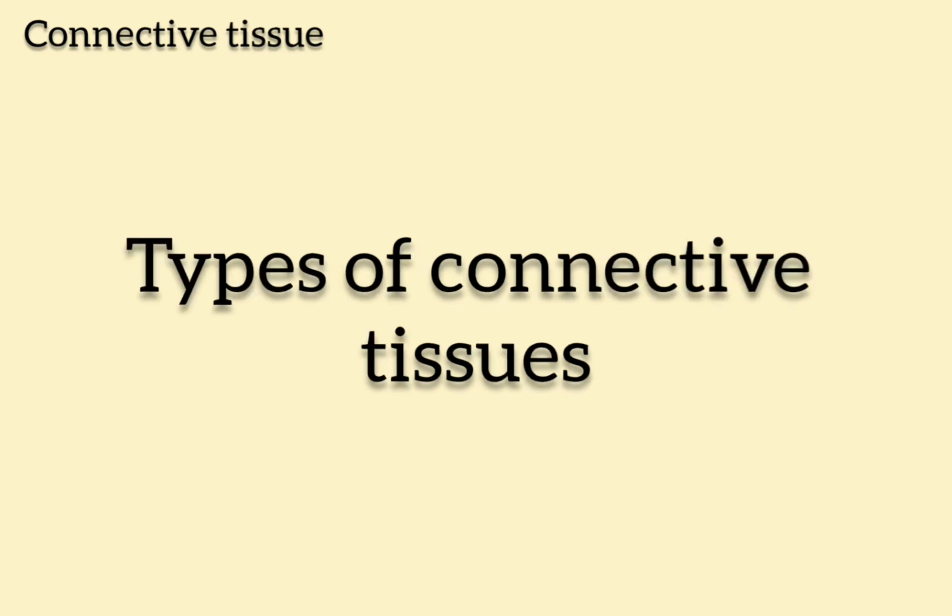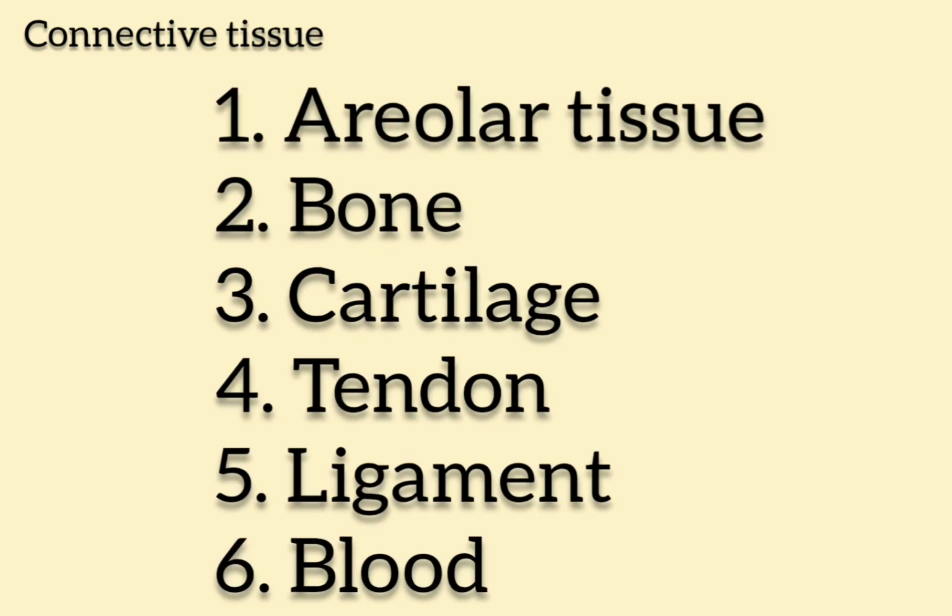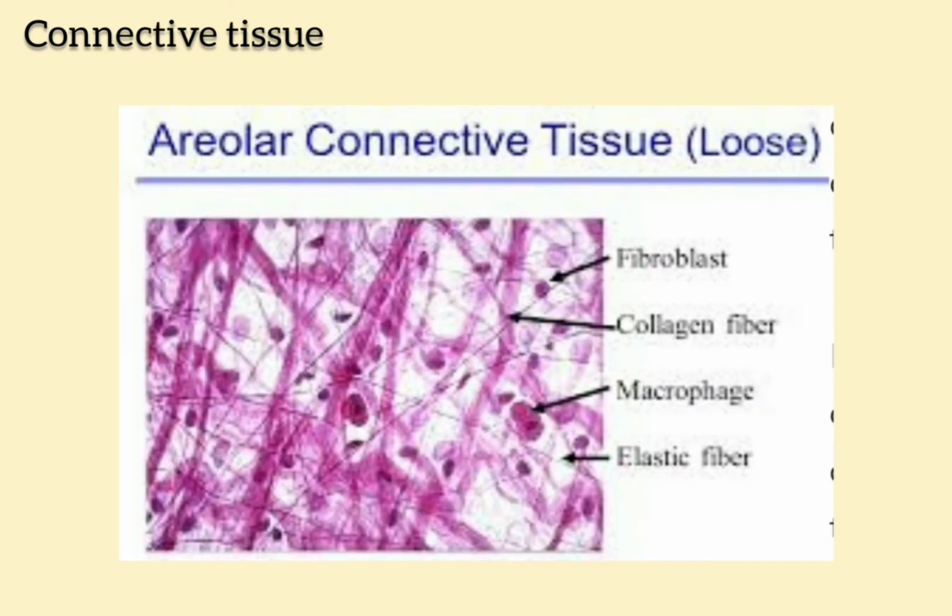Now let us learn about various connective tissues. We will be learning about the areolar tissue. Then we will be learning about the bone, cartilage, tendon and ligament. And finally, blood is also one type of connective tissue. So now what is the areolar tissue?